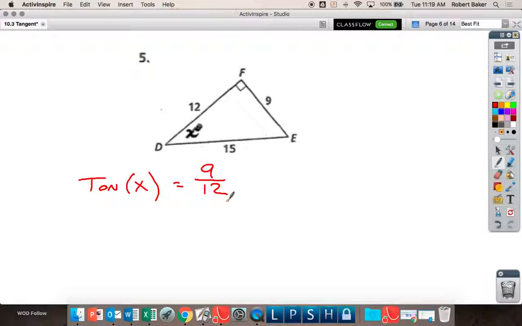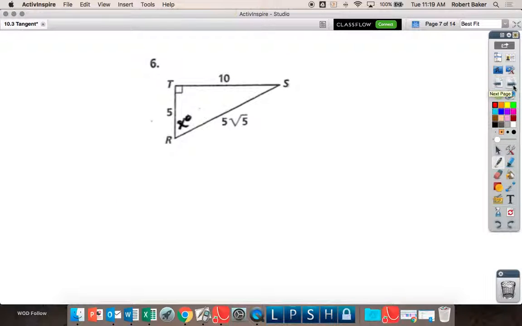Uh-oh. Tangent of X is equal to opposite over adjacent. What happens if you had accidentally put tangent of X equals 5 over 10? It would be solving for this angle, not this angle. Okay?